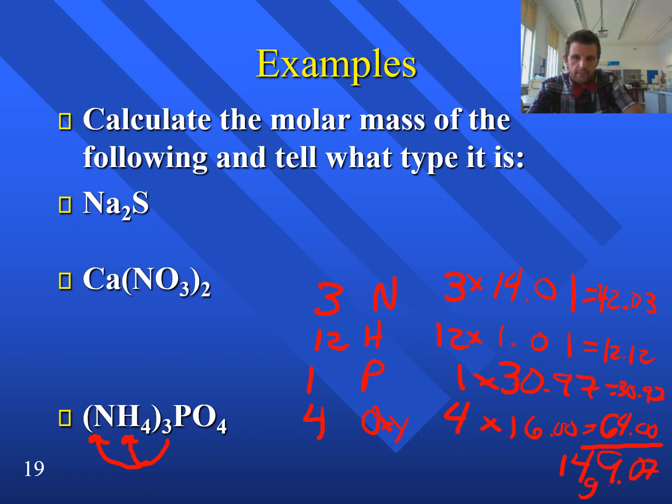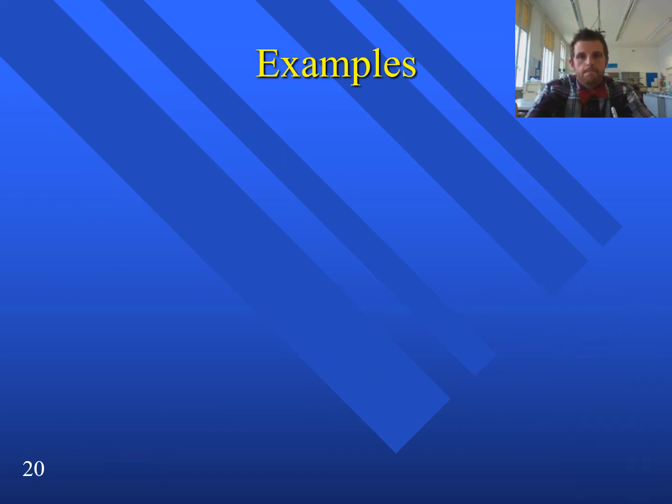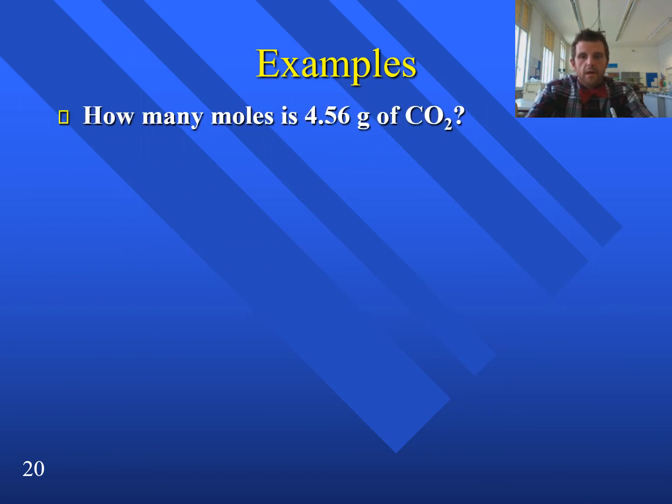149.07 grams per mole. Same exact pattern that we've seen before. I'm going to just do a few more of these and then we're going to move on to the next subject. So then, how many moles is 4.56 grams of CO2?